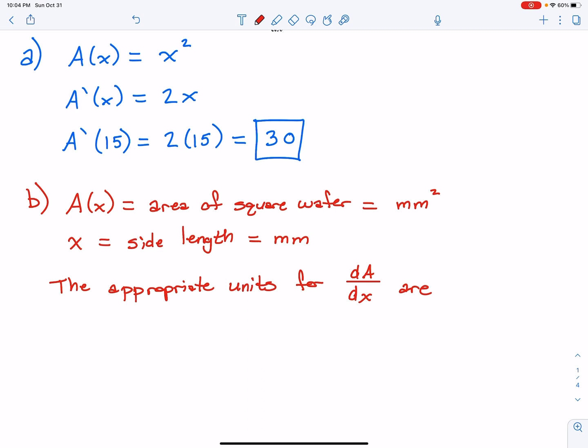Our appropriate units would be, well, A of x was dealing with millimeters squared, so we have millimeters squared of area per x was dealing with the side length, which we measured in millimeters. So we have millimeters squared of area per millimeters of side length.